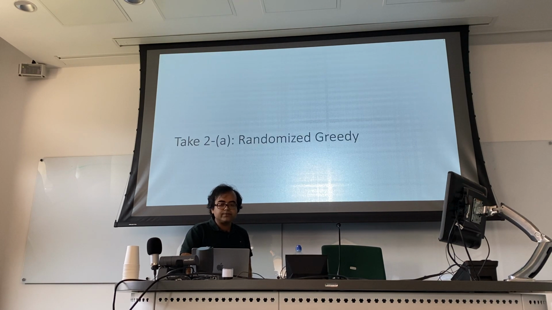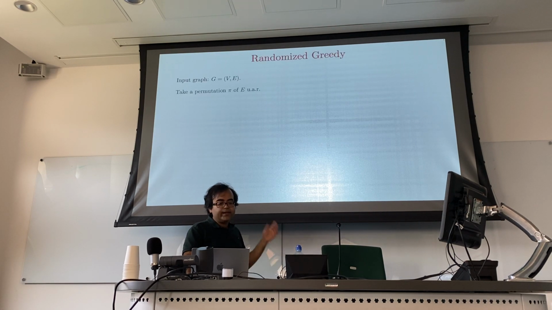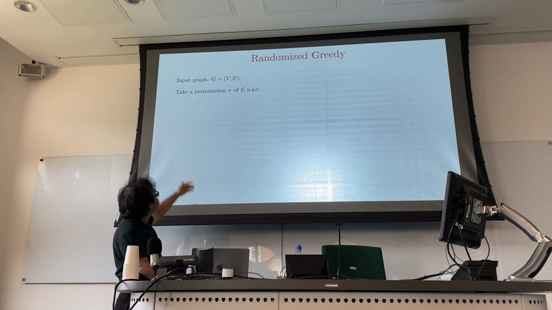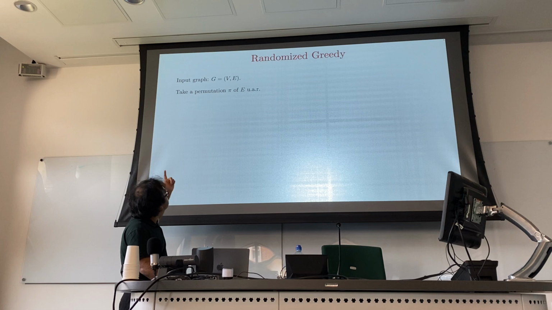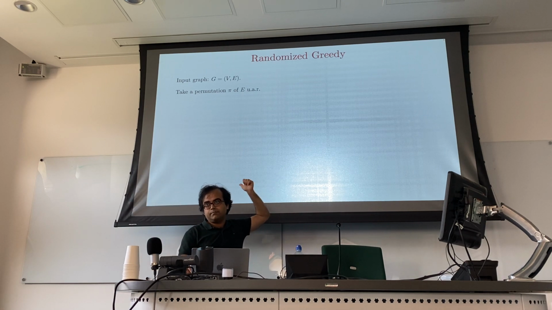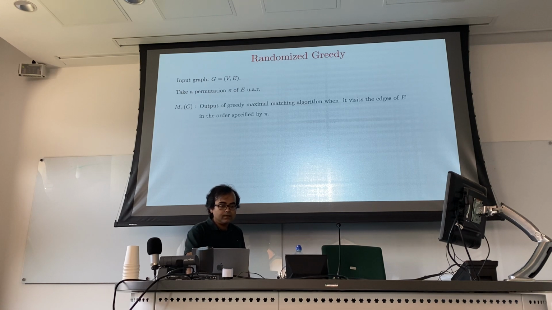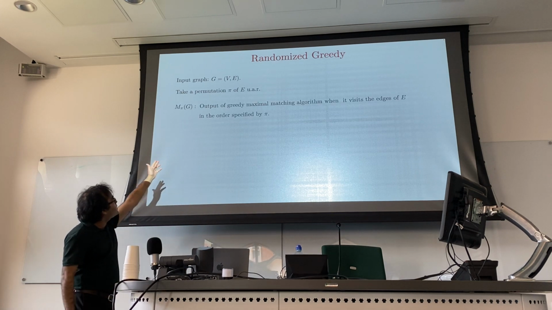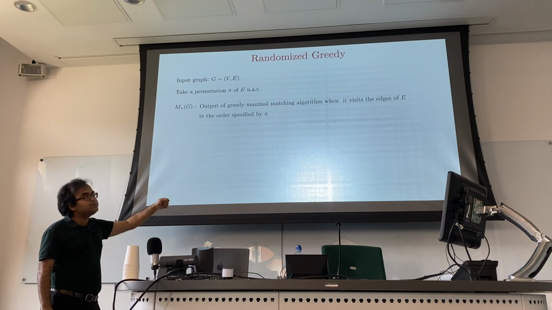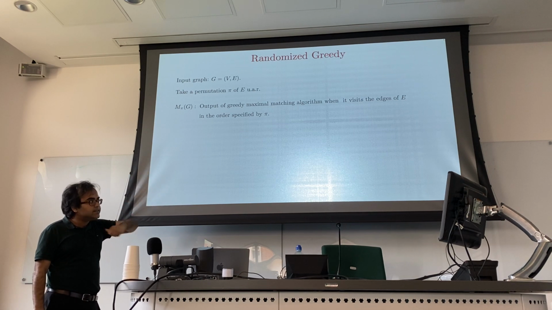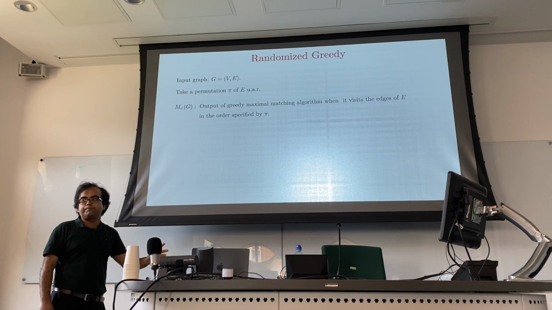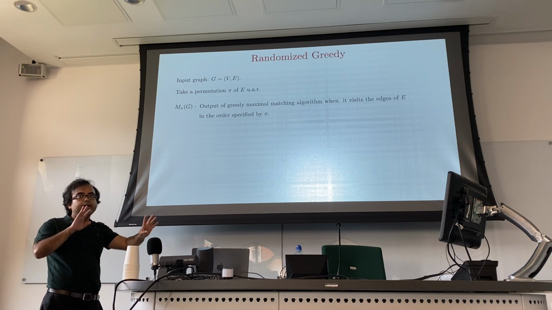So what is randomized greedy? It's just a variant of this greedy algorithm. I first define randomized greedy in the static setting. So what is going on is, you take a uniformly random permutation pi of all the edges in the graph. Now, let m pi denote the output of the static greedy maximal matching algorithm when it visits or scans the edges of E according to this random permutation, not in any arbitrary order.